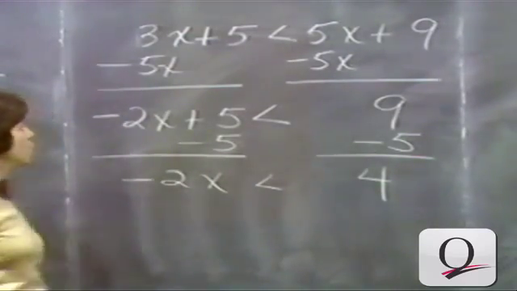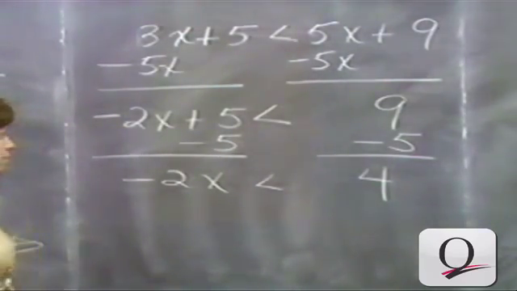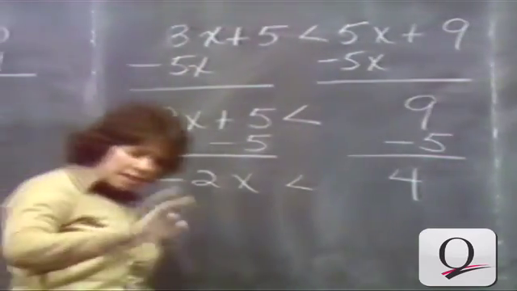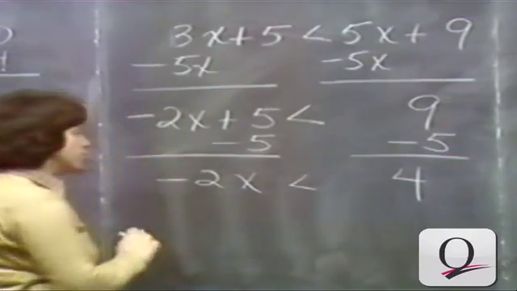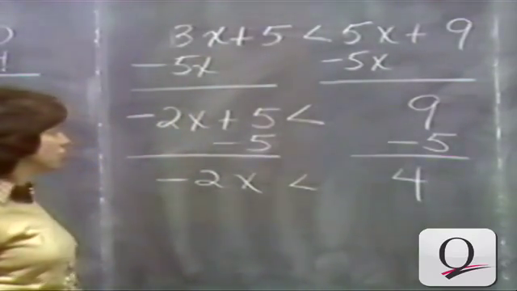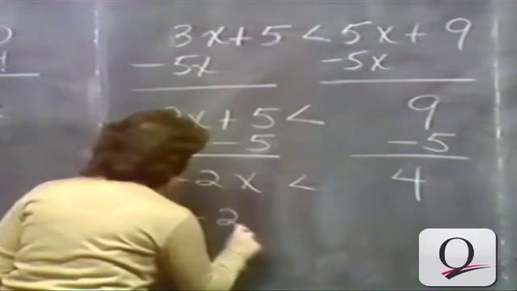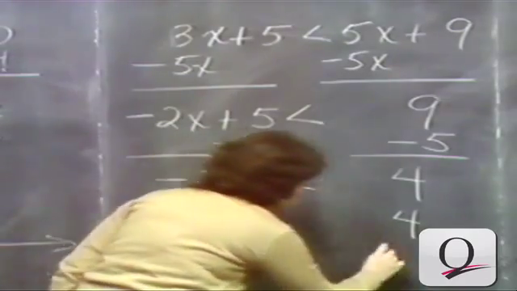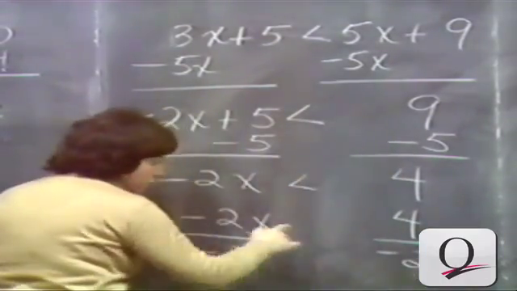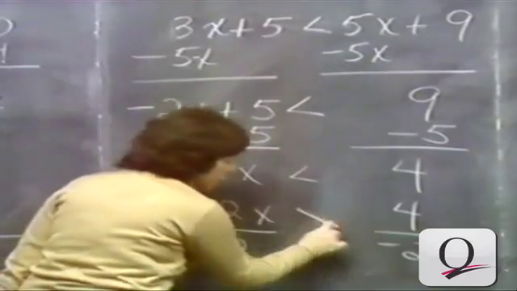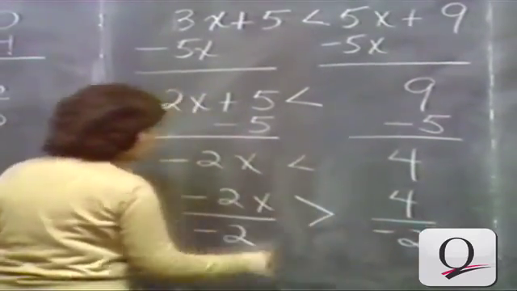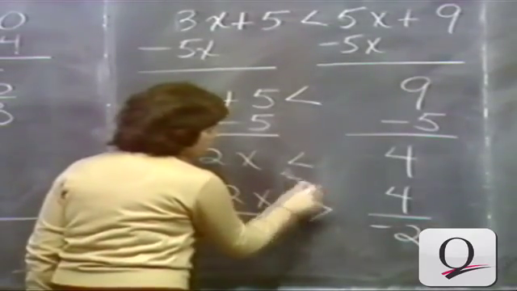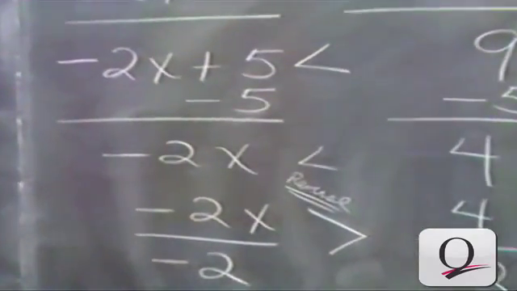You're allowed to add the same quantity to both sides or subtract the same quantity from both sides. That's fine. When it comes to multiplication or division by a positive number, also you don't have to worry. But if you multiply or divide by a negative number, then you reverse the direction. So we have minus 2x and 4. We would like to divide both sides by minus 2. If we do that, we must change the less than to a greater than. We must reverse the direction of the inequality. Right here, we're going to reverse the direction of the inequality.